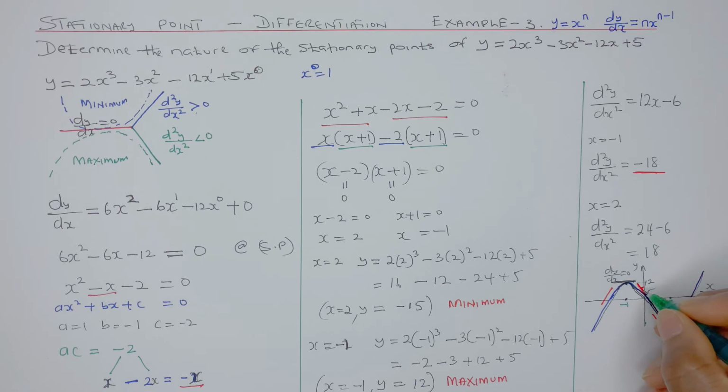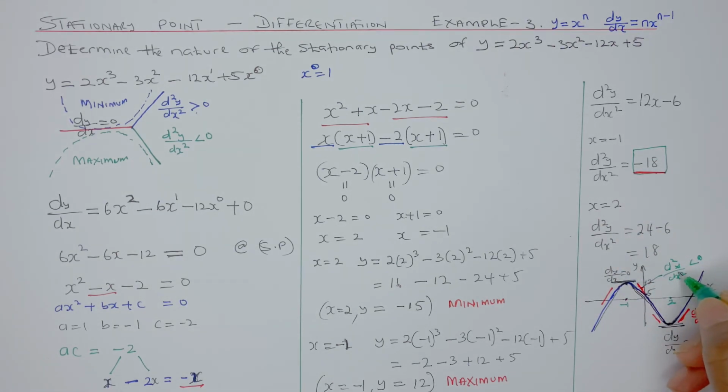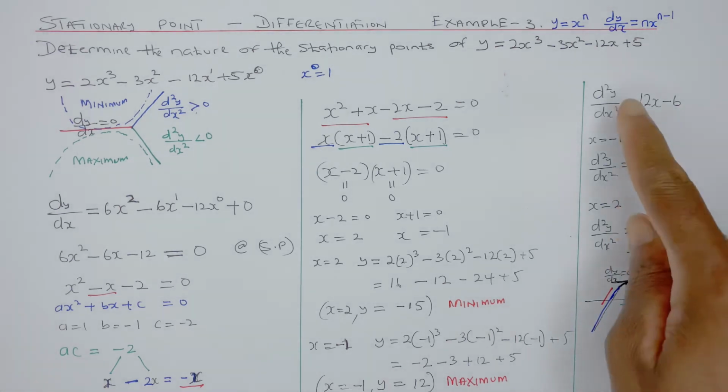This one here is where d²y/dx² is less than 0. So that's negative, and that's this one here. And the one that's positive is this one. And that's what we did when we differentiated twice.